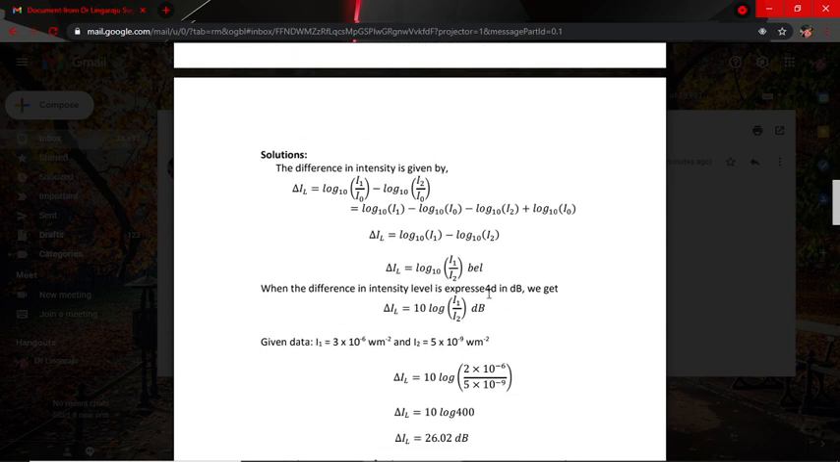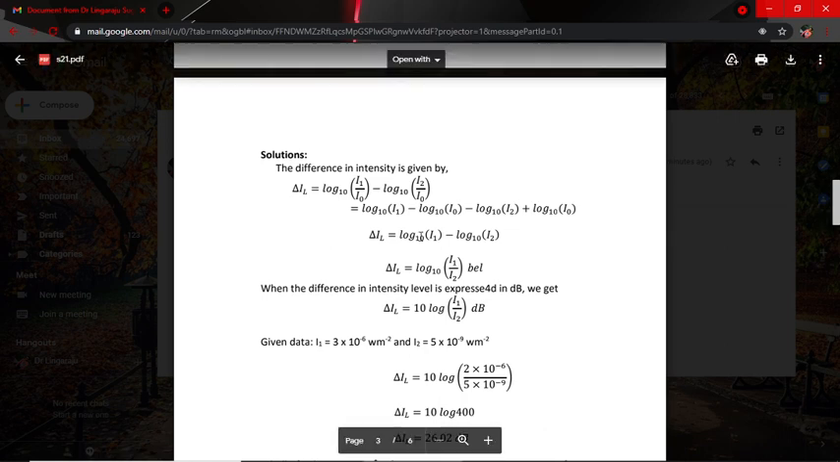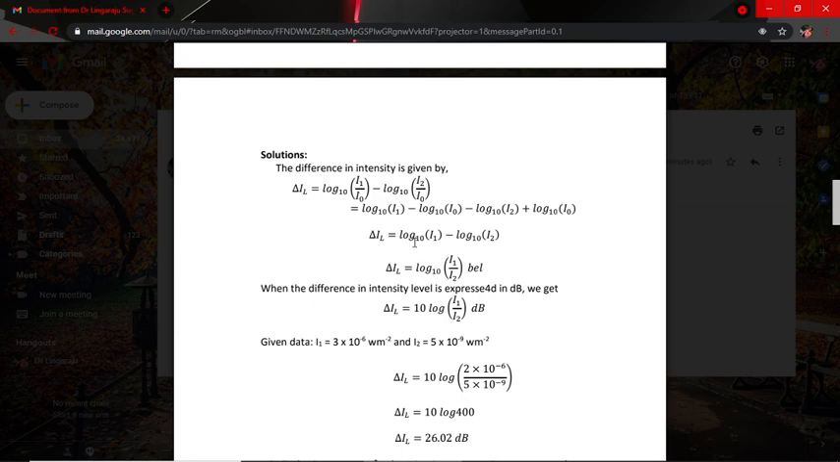Next, these two will cancel, that is I0 and I0. The remaining thing is delta L is equal to log 10 of I1 minus log 10 of I2. So delta L is equal to log 10 of I1 by I2 in bells. So we are going to express the sound intensities in a bell form. It is also one kind of a unit.